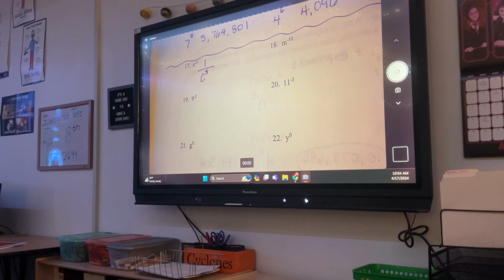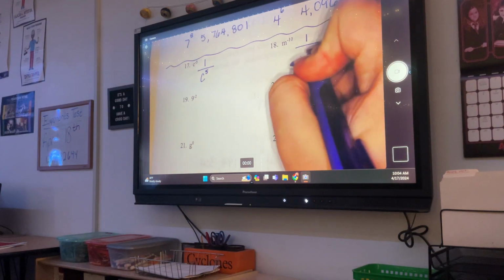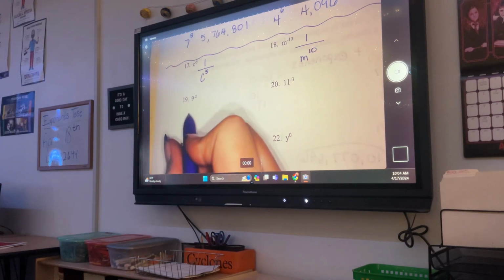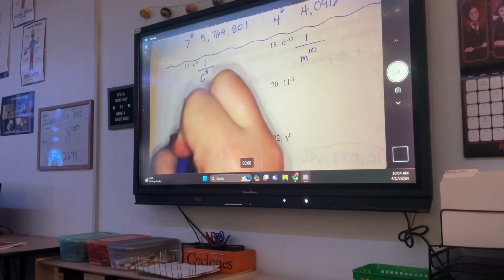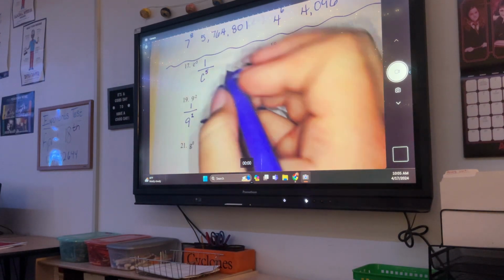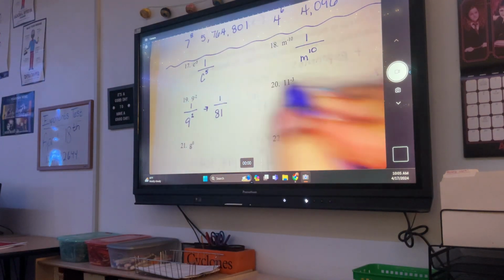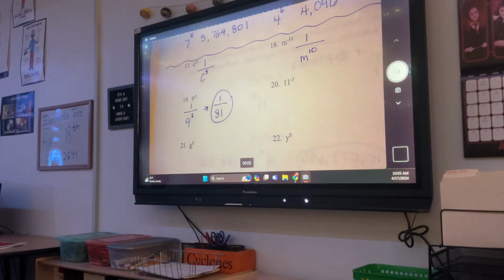Okay? So then 18 would be what? 1 over n to the 10th. Beautiful. Okay? So then number 19 would be what? 1 over 9 to the 2nd, and then you have to solve. 81. So it would become 1 over 81. Your answer has to be in a fraction. If not, it's wrong.